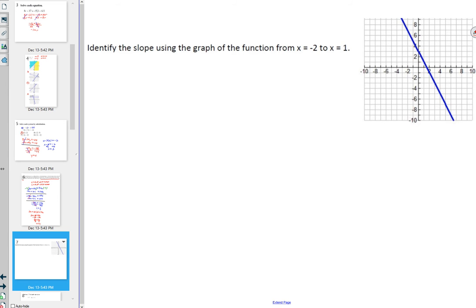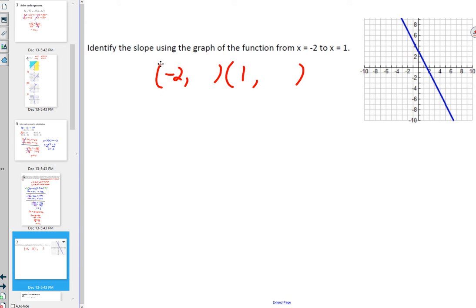Identify the slope of the graph of the function from -2 to 1. Well, these are integers, which we did recently. Where they're giving us the x's, -2 and 1. The thing is that this is a line. The slope is going to be the same no matter what 2 points you pick. I'll go ahead and pick the points that they asked me to, but you don't have to. On a line, I could pick any 2 points here, and the slope is going to be the same. The only time the slope changes is if the graph starts curving and changing direction.